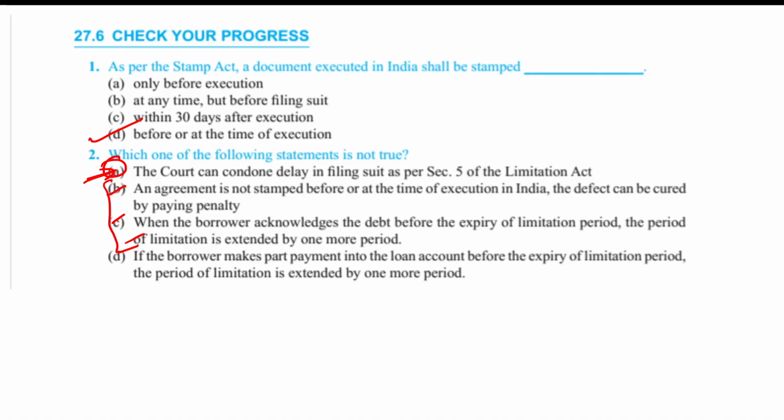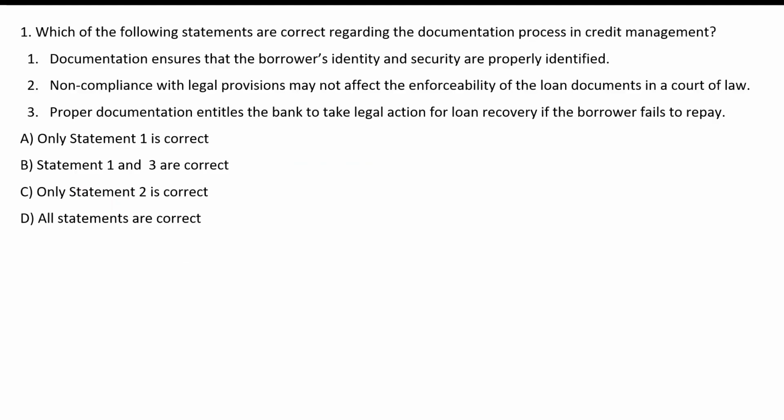Now let's do some practice questions. Which of the following statements are correct regarding the documentation process in credit management? Documentation ensures that the borrower's identity and security are properly identified. So this is correct.